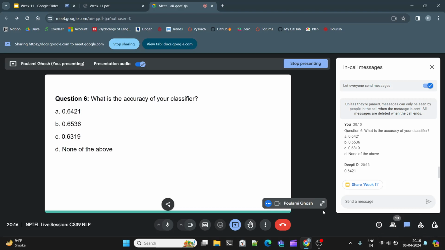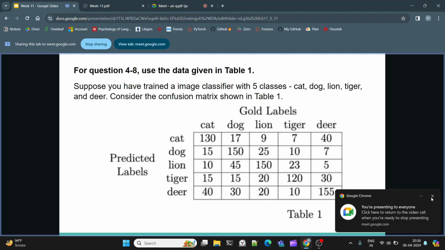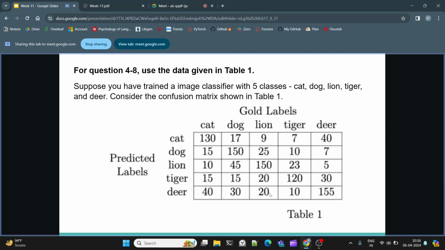Yes, ma'am. Accuracy is summing up the diagonal elements of the confusion matrix, dividing by the total number of all the classified results. So 130 plus 150 plus 150 plus 120 plus 155. These are the diagonal values, divided by the total number of elements, which is 1098. So 705 divided by 1098 results in 0.64207, approximated to 0.6421.